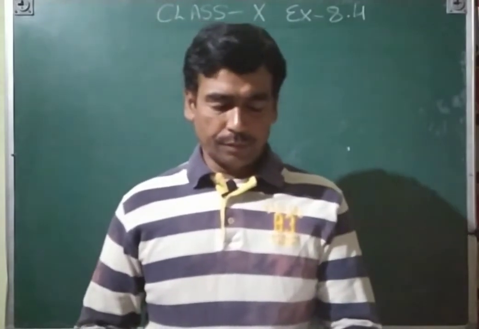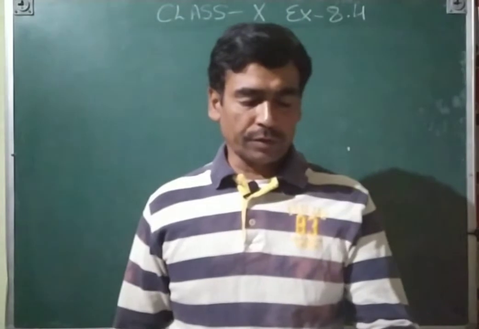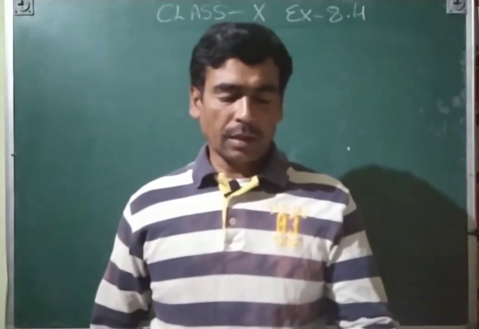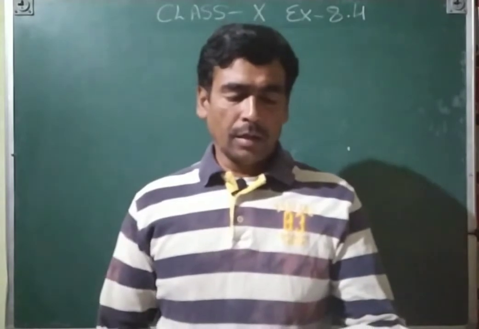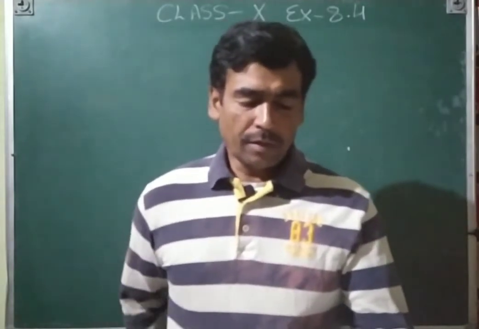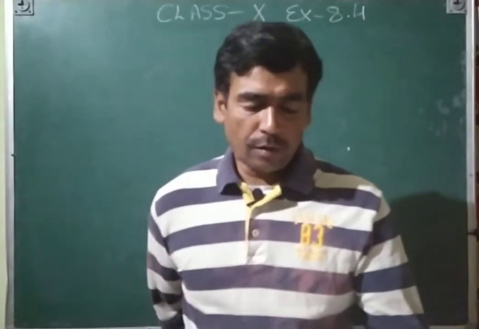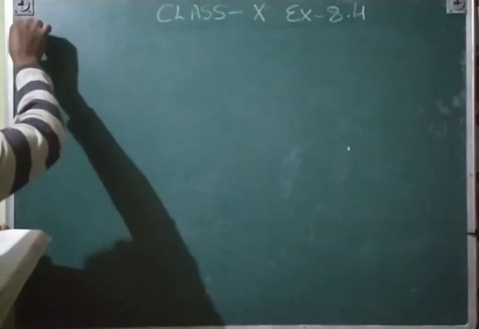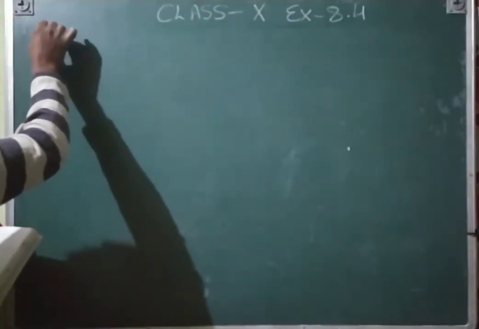Exercise 8.4. First question. Express the trigonometric ratios sin A, sec A, and tan A in terms of cot A. It means we will convert sin A into cot A. So how will that be applied? Sin A.